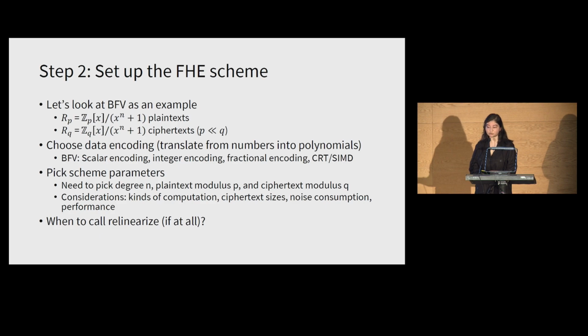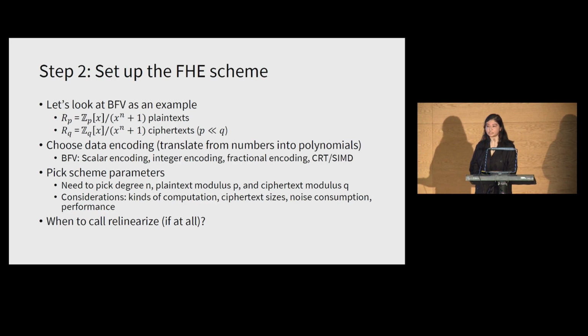The first step you as an engineer will need to think about is how are you going to translate from numbers into polynomials? There are actually a number of different encoding techniques with very different trade-offs. So we have the scalar encoder, essentially a trivial encoding, taking a number to some constant polynomial. You have slightly fancier encodings, like the integer encoding. That's similar to doing a binary decomposition or a binary expansion. And you have fancier techniques like using the Chinese remainder theorem to essentially vectorize the computation.